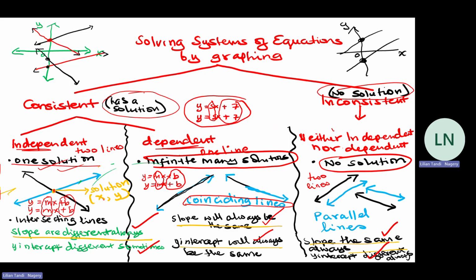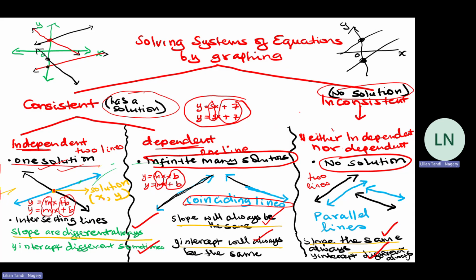Inconsistent. When you draw your graph, you'll get parallel lines, either going diagonal up, diagonal down, or horizontal. Okay? Now, when you have parallel lines, you will say you have no solution. How will you know you have parallel lines? The slopes will be the same, but the y-intercept will always be different.